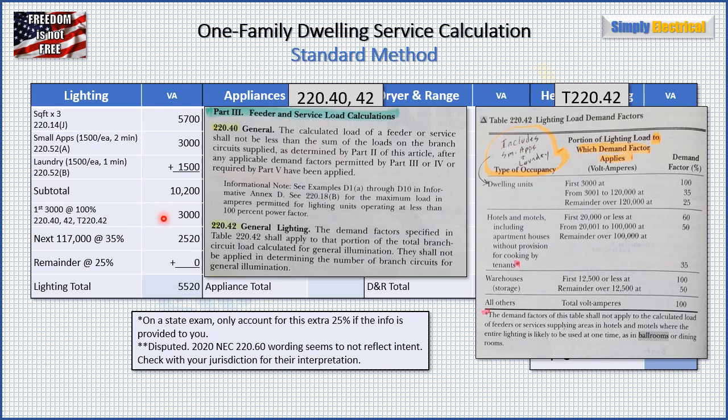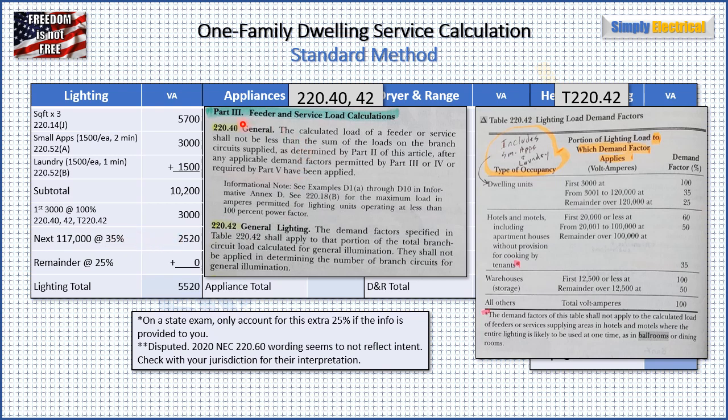We are permitted to take the first 3,000 at 100% and then take a percentage of the remainder. And let's figure out what I'm talking about here and why. Let's go to 220.40 first.